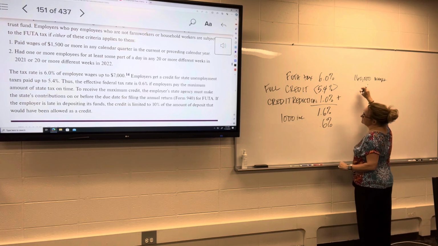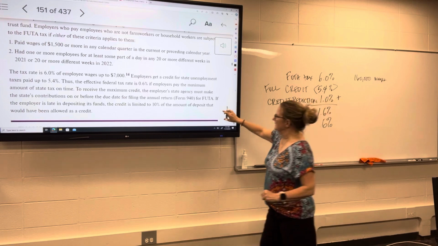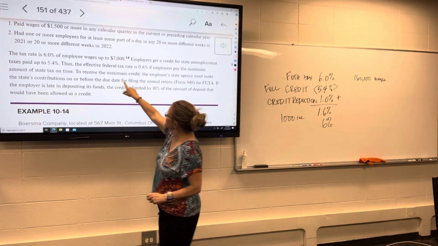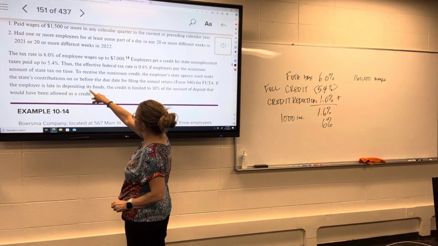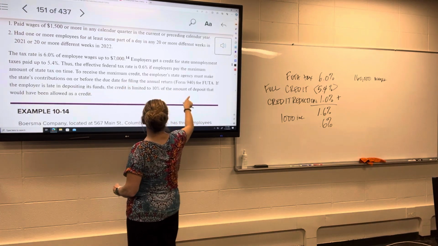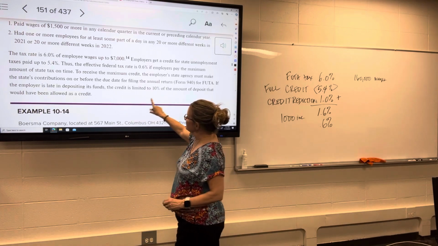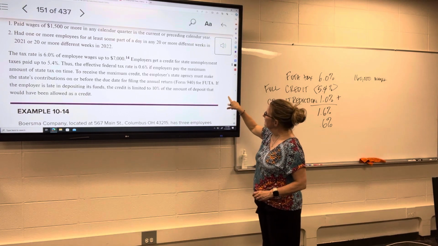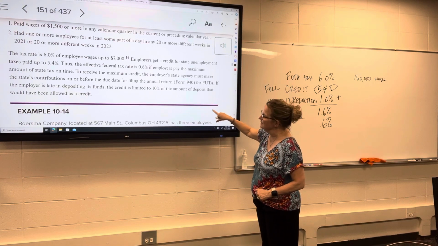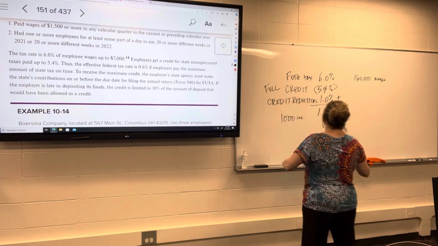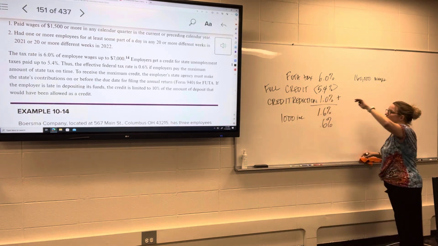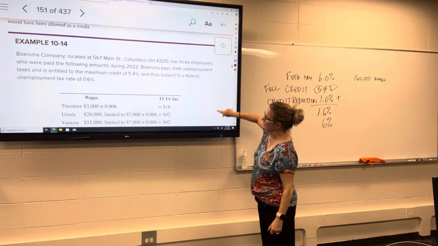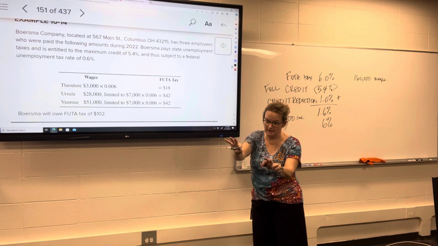Okay, so does it give you anything else? That's all they're giving you? Okay, so they say here, to receive the maximum credit, the employer must make the state contributions on or before the due date for filing the return. If the employer is late, the credit is limited to 10% of the amount of deposit that would have been allowed as a credit. So we would have to reduce our credit by 10%. Here's an example, I think, of how this would work. So we could apply this to that problem.